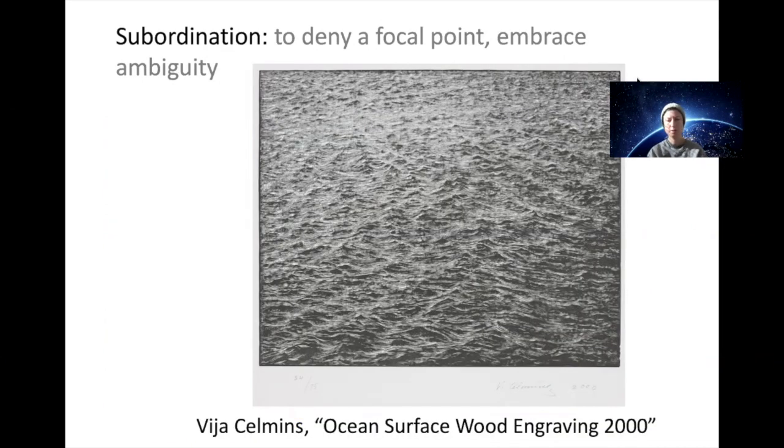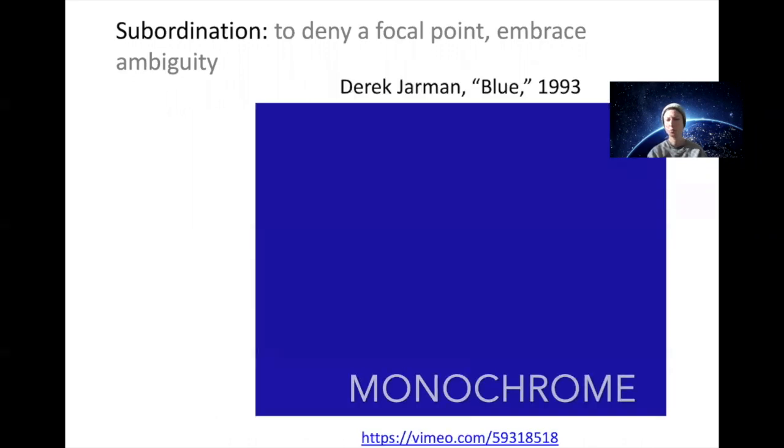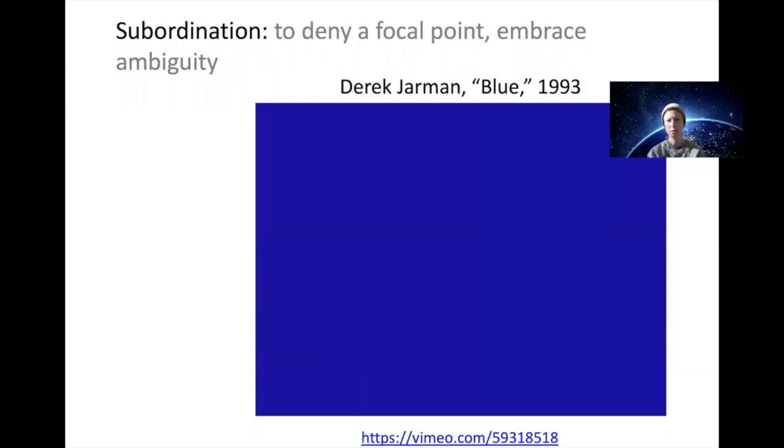Here's another example of an artwork that uses subordination. This one is by Via Selmans. Here, the view of the ocean's surface has no particular focal point that your eye is led to. Same with any monochrome work, or in other words, any work that is made primarily of one color. There's no particular focal point. Instead, the artist embraces ambiguity.